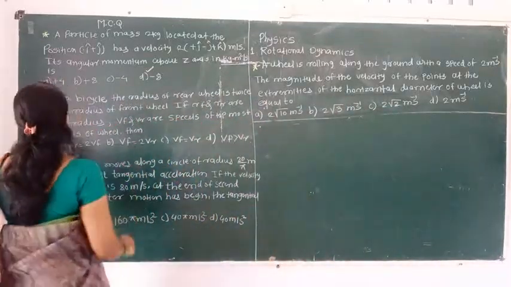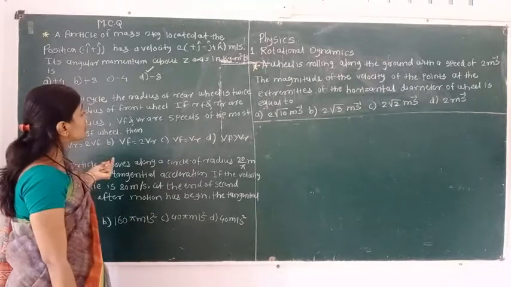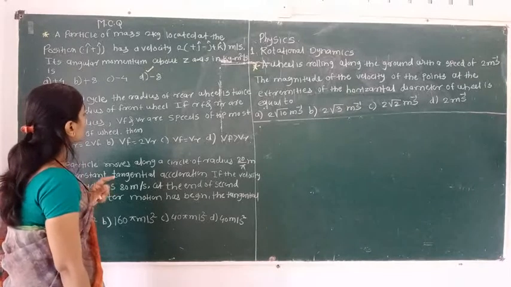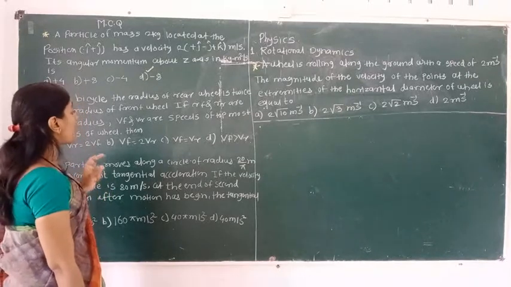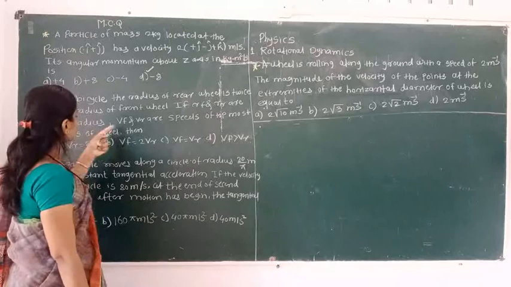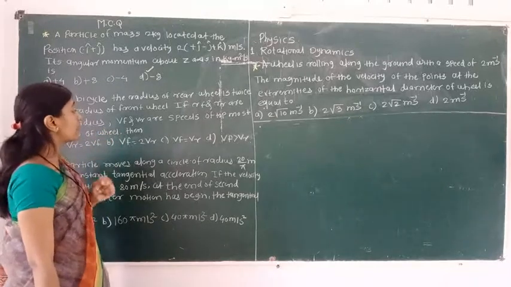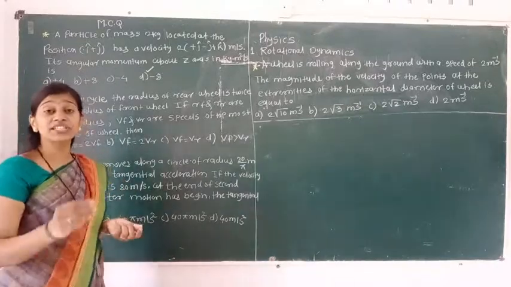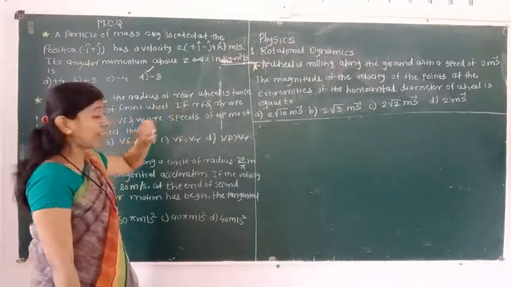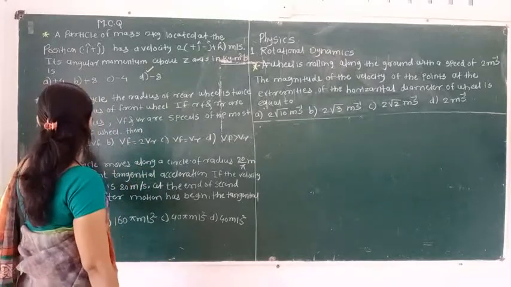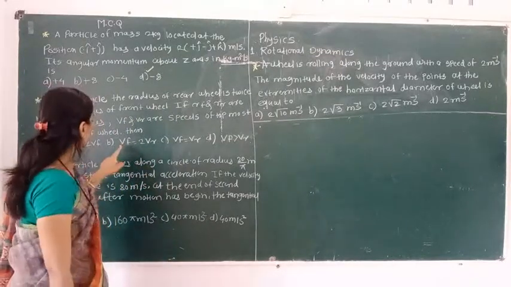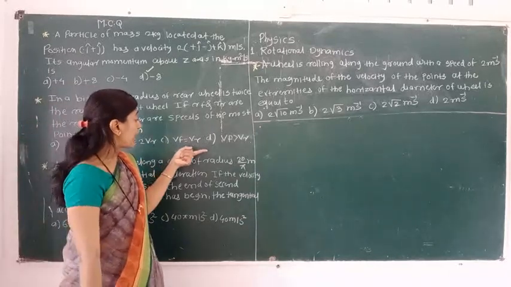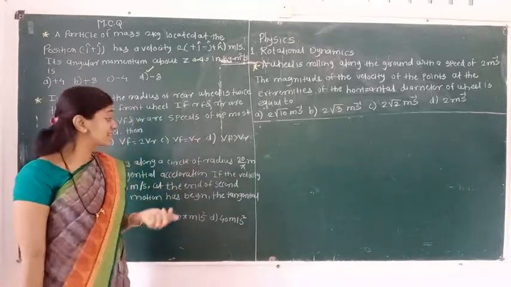See, the next one is there. In a bicycle, the radius of the rear wheel is twice the radius of the front wheel. If RF and RR are the radii, and VF and VR the speeds of the topmost points of the wheels, then what is the relation between the speed of the rear wheel and the front wheel? First, VR is equal to twice VF. Second, VF is equal to twice VR. Third, VF is equal to VR. And last, VF is greater than VR.